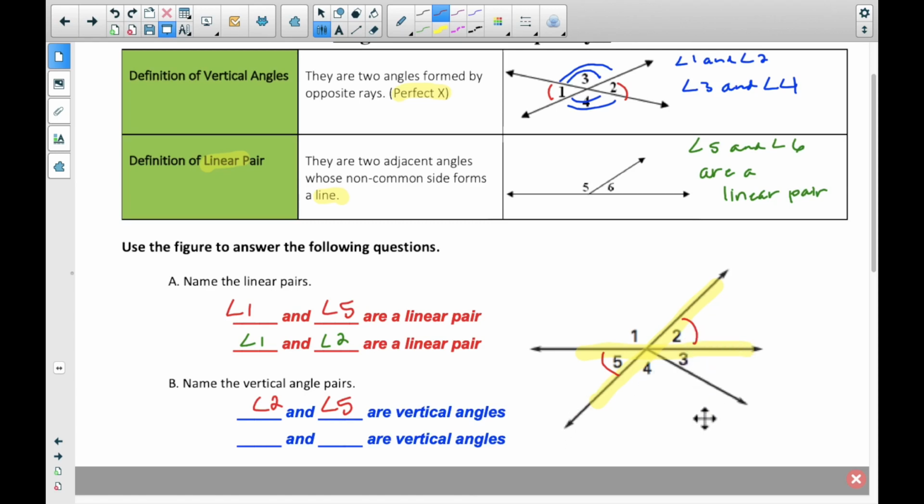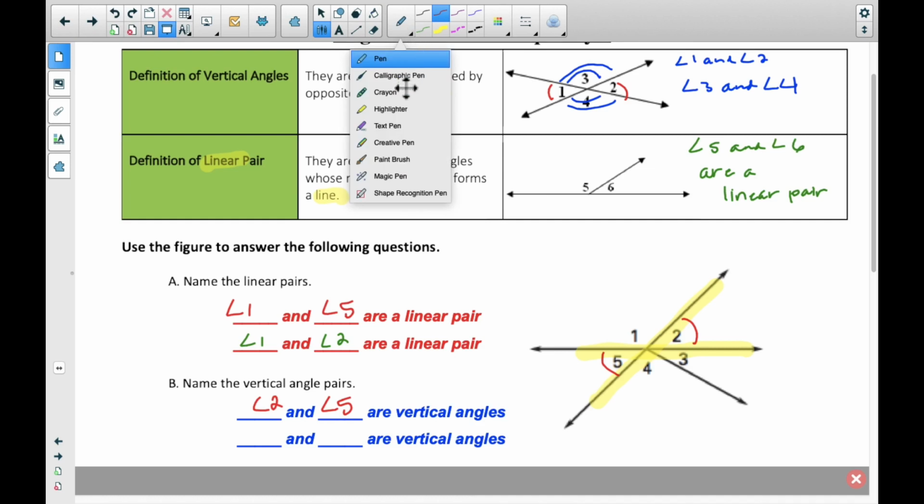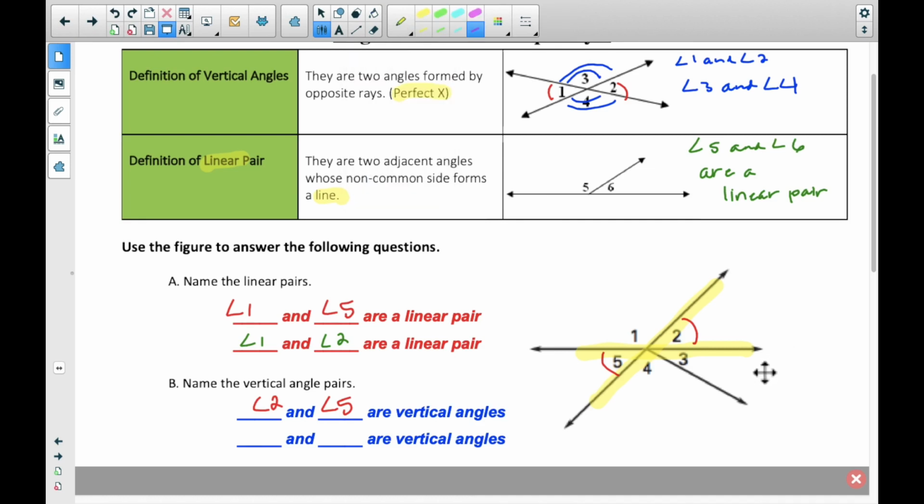I'm looking to see, are there any other X's? And I'm just not seeing any. This is the only other line we have, but it doesn't make an X with anything. There's nothing else. This is the only pair of vertical angles that we have. Those are the only ones.